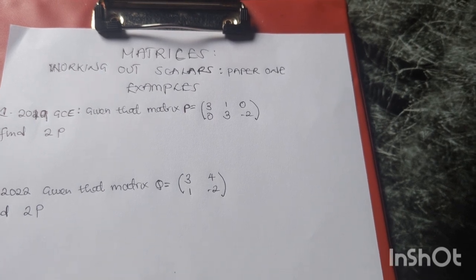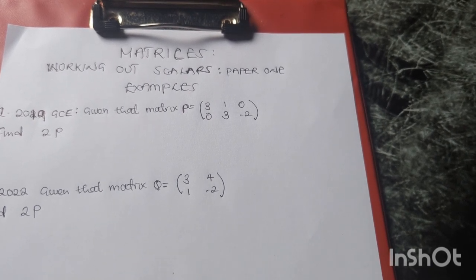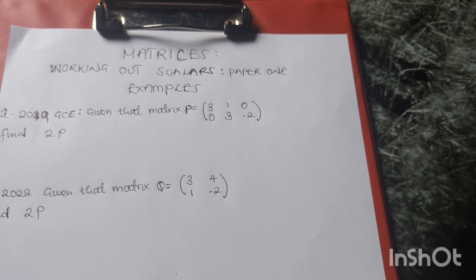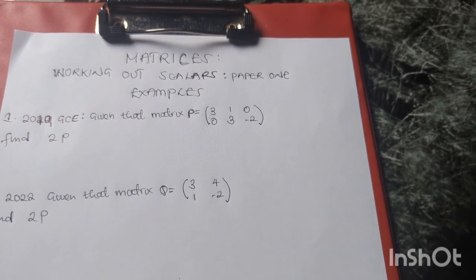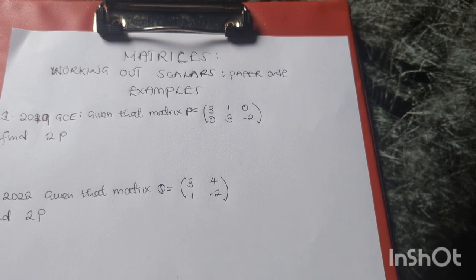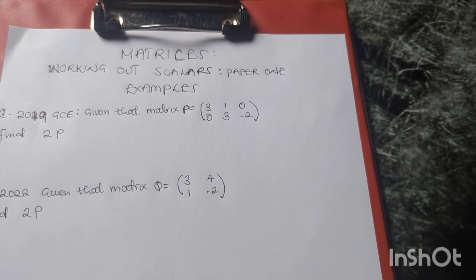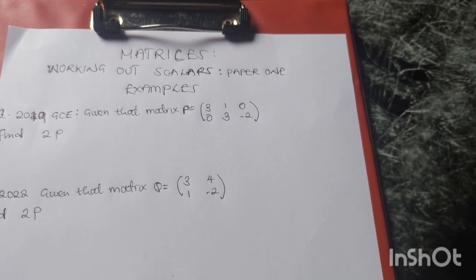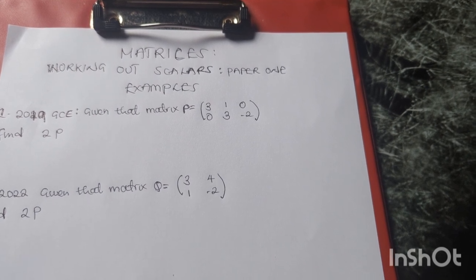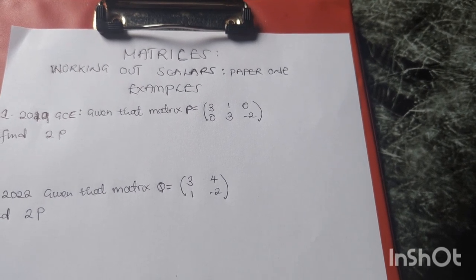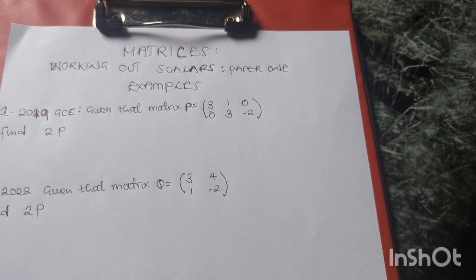Then the next one will deal with adding or subtracting matrices, and the last one will deal with multiplying matrices. The first video, which is the order, and this one, which is working out scalars, come in paper 1, section B, and they always move together. They carry 3 marks: 1 mark for the order and 2 marks for the scalar.